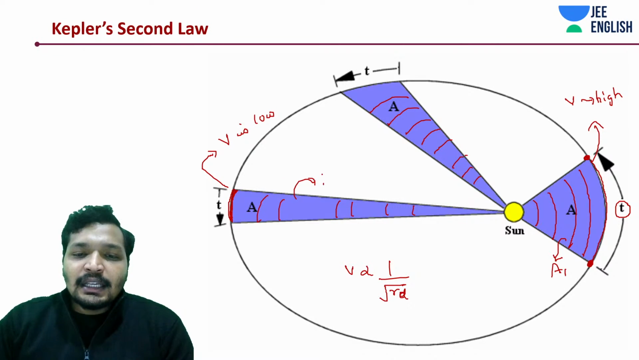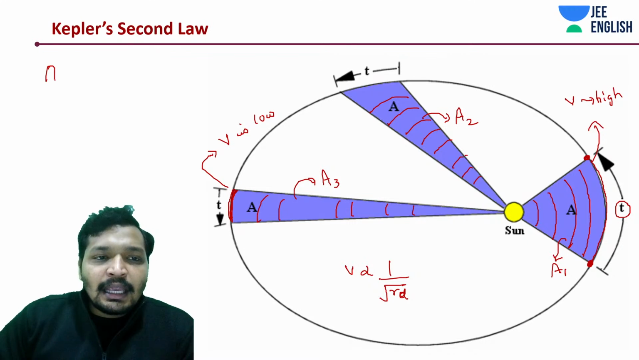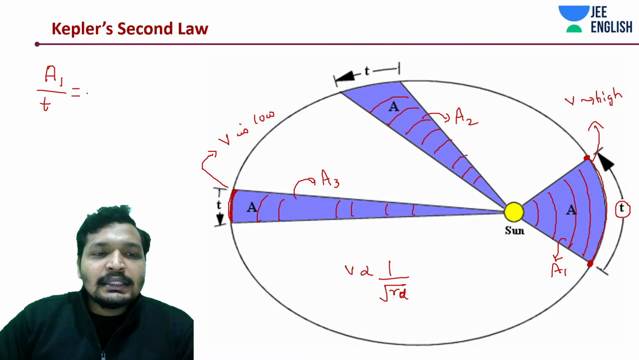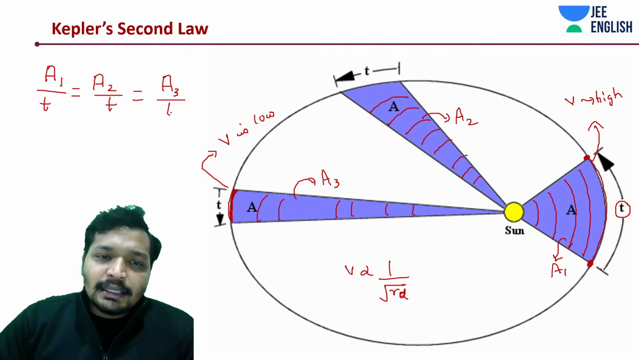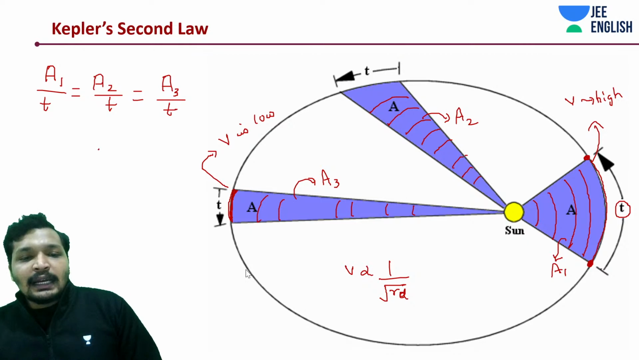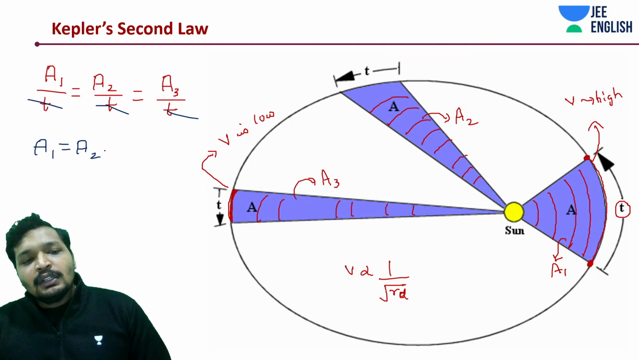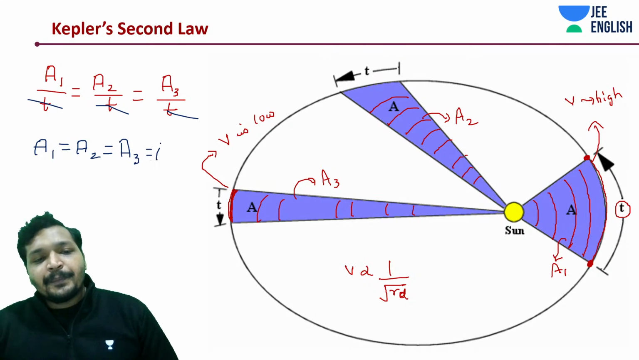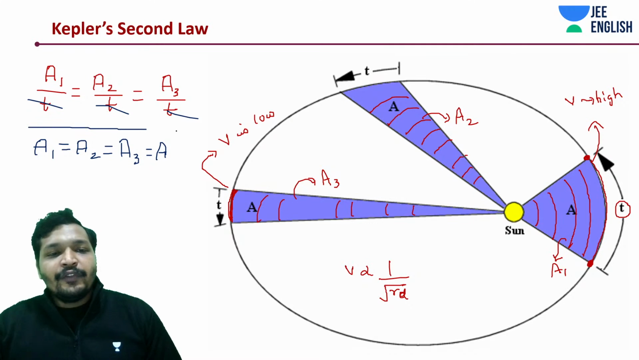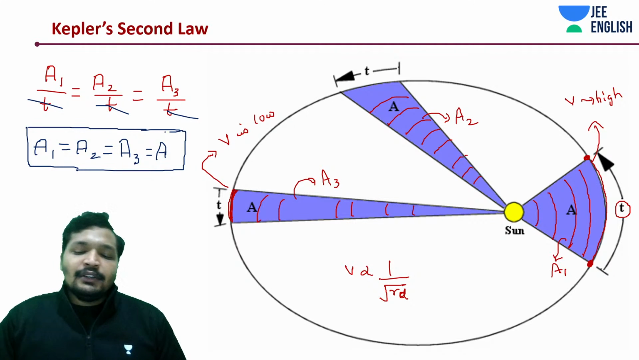And if you say this is area A3, this is area A2, etc., we can say something like A1 by T is equal to A2 by T is equal to A3 by T. Same area, it sweeps the same area in that given time interval. If you cancel out these things, A1 is equal to A2 is equal to A3 is equal to some A. We will absolutely prove this point. This is a little bit of an easy thing to prove.